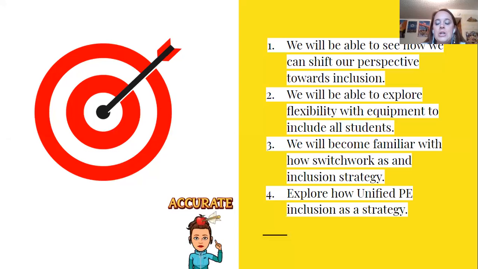So just looking at some learning targets, and I'm sorry if you can't see behind my face, I'm going to try and move my face to the other side here. But we're going to see how we can shift our perspective towards inclusion. We are going to explore flexibility with our own equipment and try to include all students. And we are going to become familiar with how switch work works as an inclusion strategy. And we're going to explore how unified PE uses inclusion as a strategy as well. So some really interesting things to be looking at here.